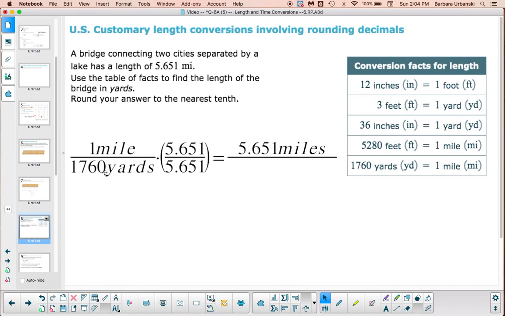I'd multiply 1,760 by 5.651, and I would end up with 9,945.76 yards. They want you to round your answer to the nearest tenth. So I have 9,945.76. They wanted tenths, which is between tenths and hundreds. Always look at the guy next door. If it's 5 or more, you would round up, so your answer would be 9,945.8. That would be your answer.